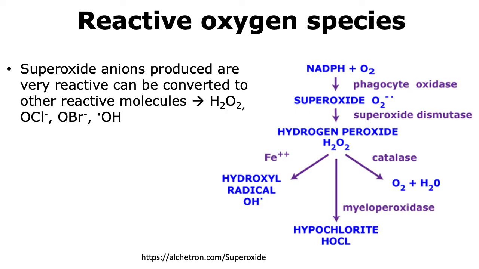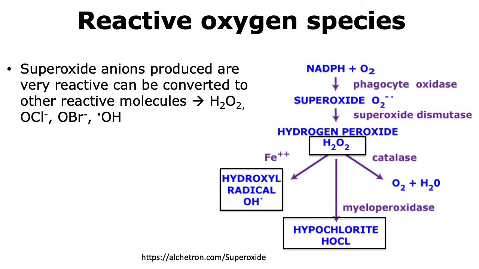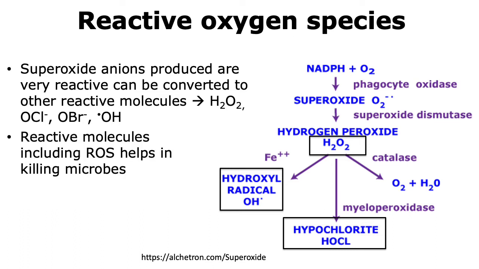The superoxide anions that are produced by NADPH oxidase are very reactive and can be converted to other reactive molecules as well. So when we look at the graph shown here, we have our superoxide anions that are produced by the NADPH oxidase. In this figure, it's also called the phagocyte oxidase. Now, these superoxide anions can be used to make hydrogen peroxide. They can also be used to make other kinds of reactive molecules like the hydroxyl radical or even hypochlorite ions. And this way, by forming all these different types of reactive molecules that include the reactive oxygen species, it enables the phagocyte to kill microorganisms.